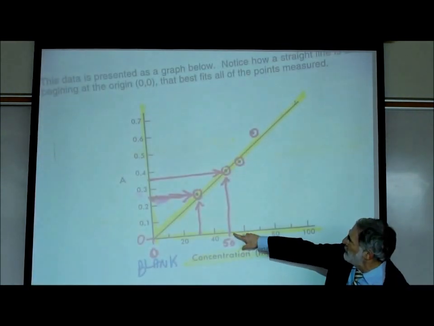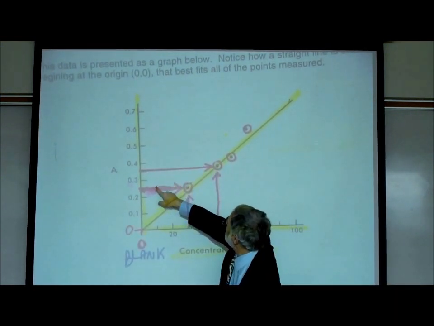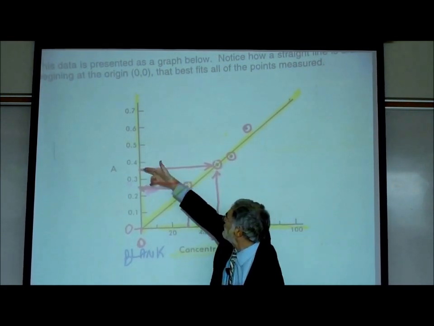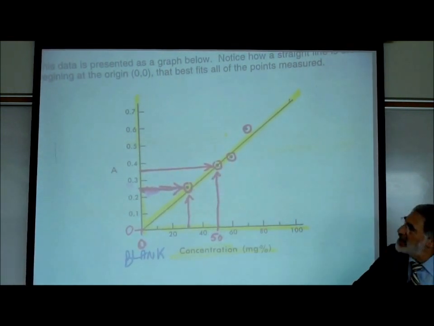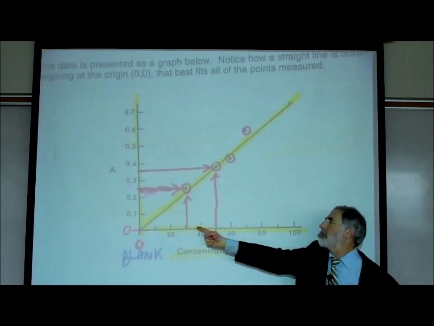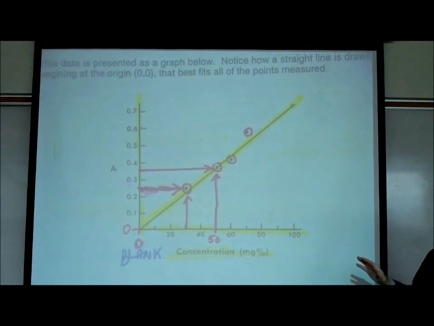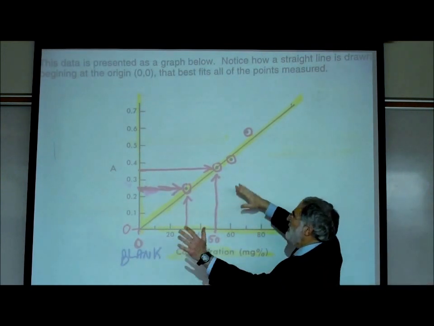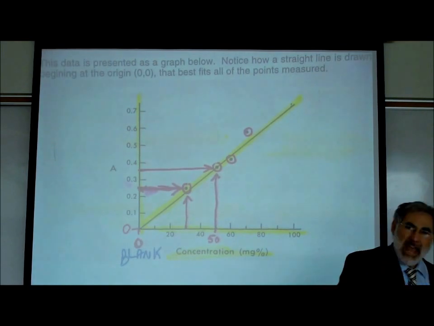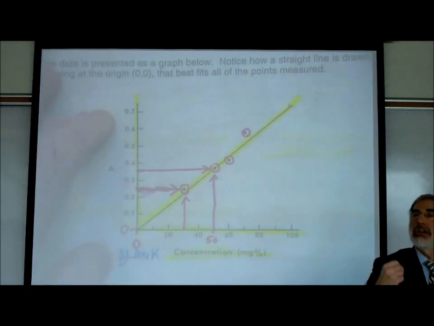So we come over here to 50, and we put a data point right here where it's about 0.38, pretty close to 0.4. Then we put in the data points using this data, and we draw a line that best fits those points. This is showing the linear relationship between the amount of sugar in a solution and the amount of light it absorbs. Now that we've constructed this known graph, we can take an unknown solution.